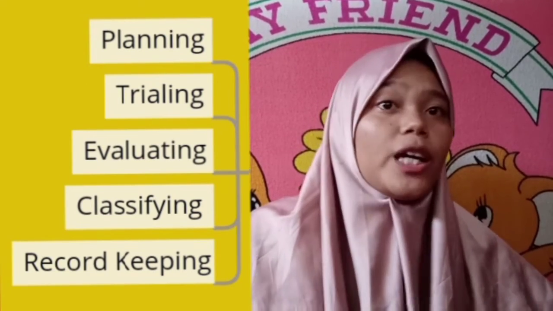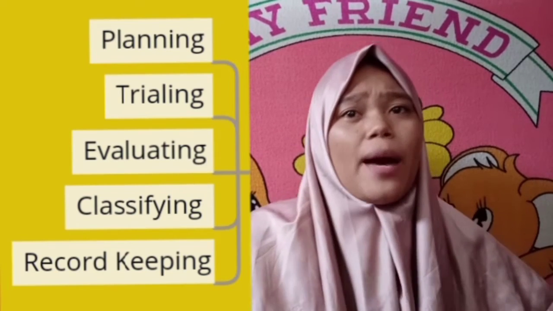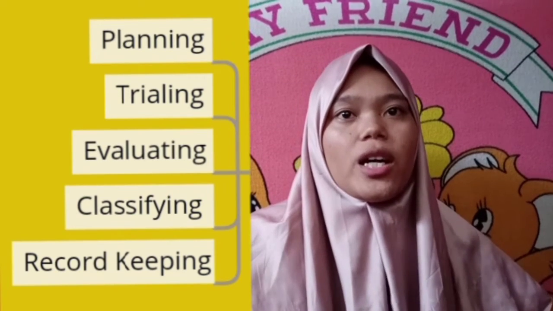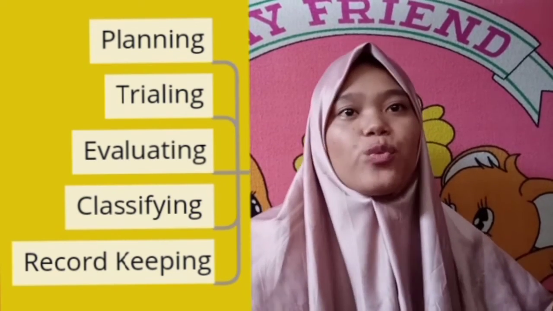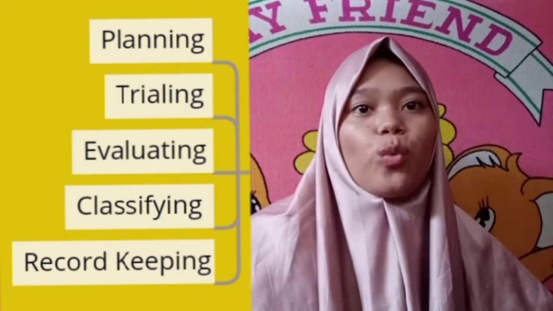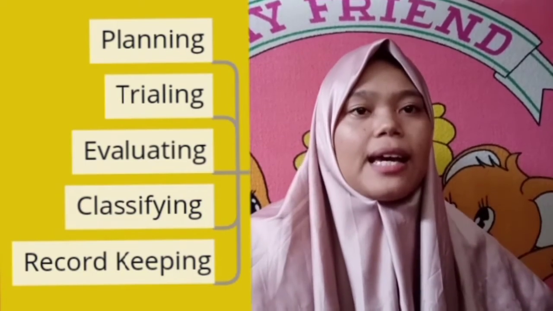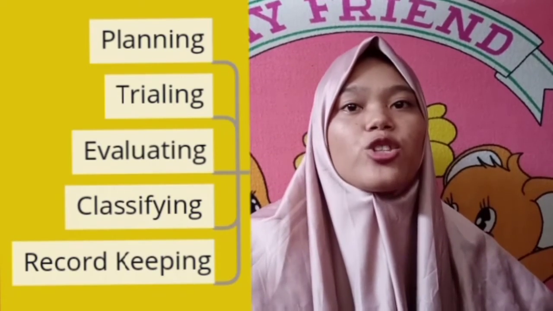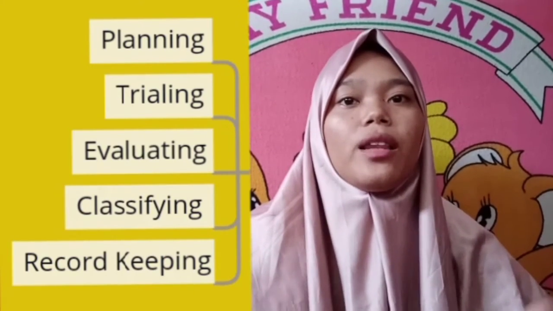We need to keep a record of what material we have used together with an evaluation of how well it has worked. This will prevent us from using the same material twice with the same class, and it will help us in our long-term planning. So guys, that's all my explanation of educational technology and other teaching equipment and the 7 points of that.